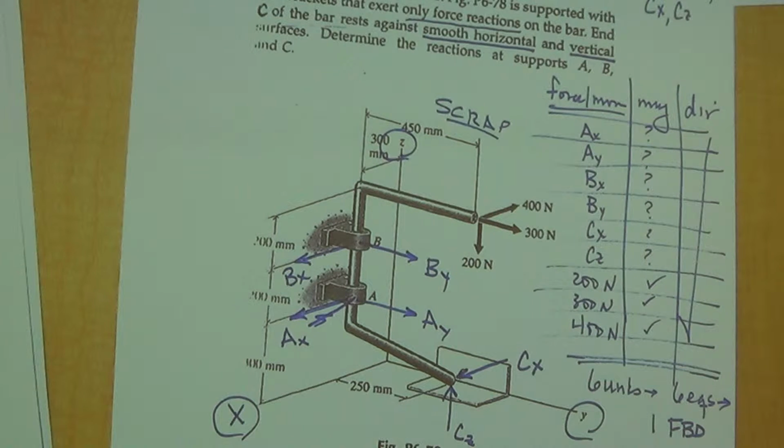So the only equation that has one unknown is CZ, right? So we could solve for CZ. But then how many equations are we going to have left? 5. And how many unknowns do we have left? 5. So how many equations and how many unknowns do we have to solve? 5. What kind of matrix do we have? 5 by 5.